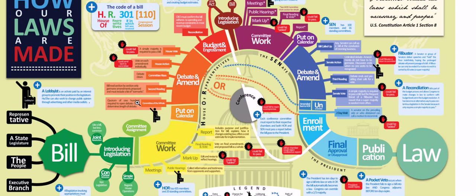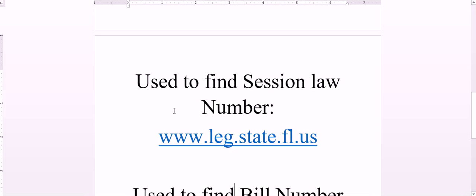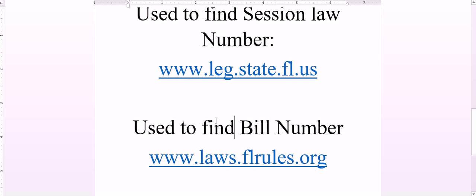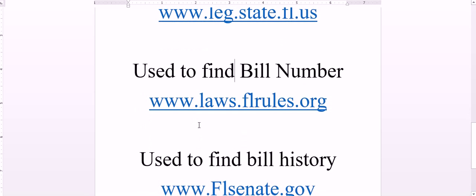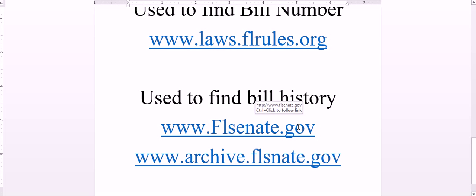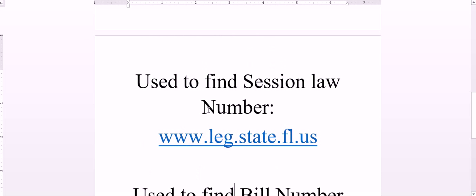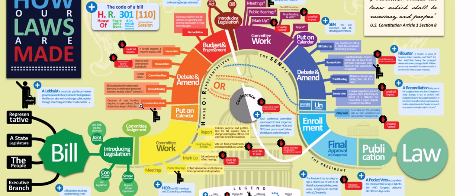in the interim from the day that the person who introduced it brought it into whatever house they're in. In order to find the history on this, we need a few things. First, we need the session law number, and from there, we'll be able to get the bill number. Once we have the bill number, we'll be able to get the bill history. So let's start at the beginning. The session law number, how do we get that?